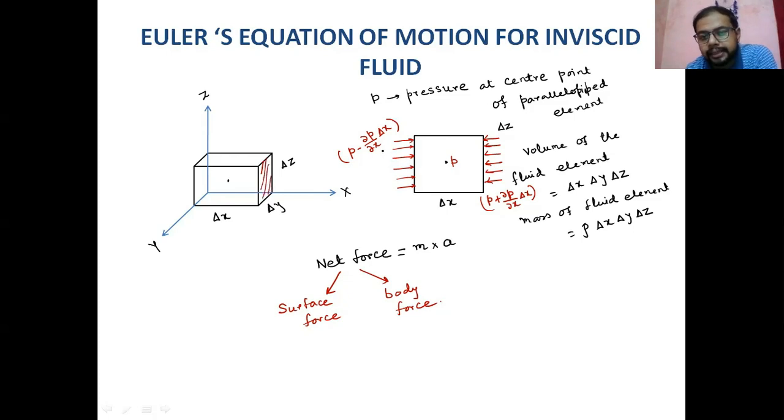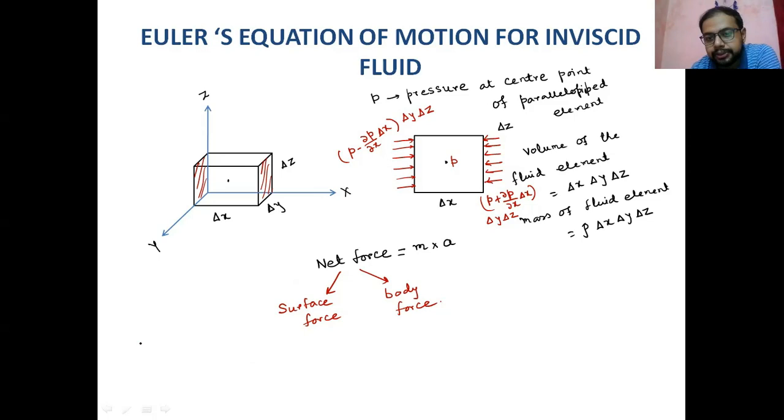We can write it the same way on this part also. This pressure is acting over this area, the hatched area, and similarly here the same area. Pressure into area gives you the force. So we can write down the surface force.